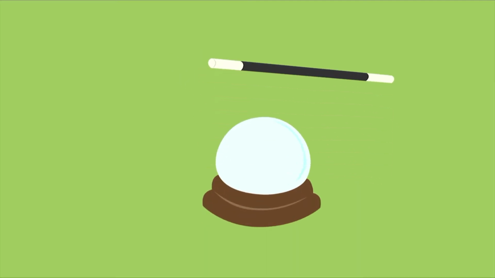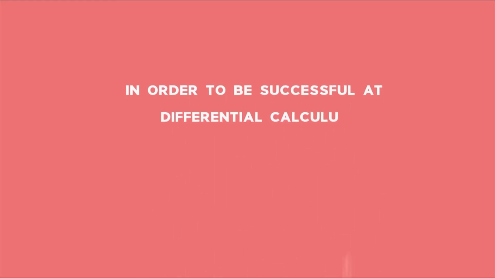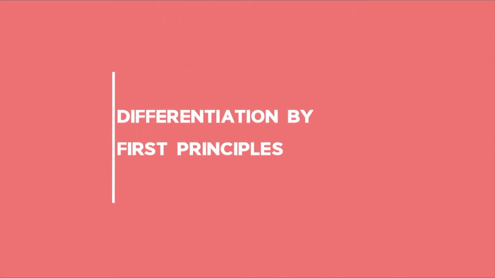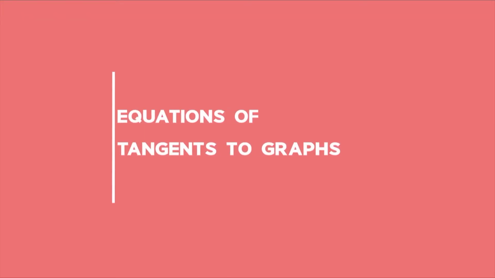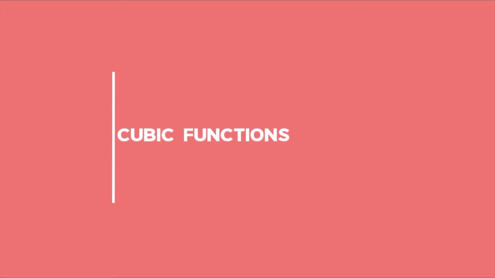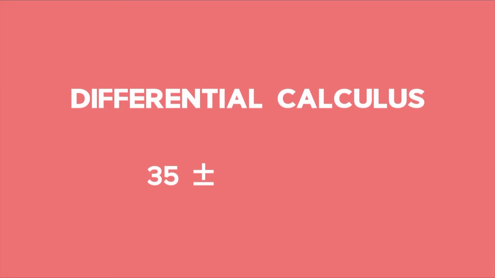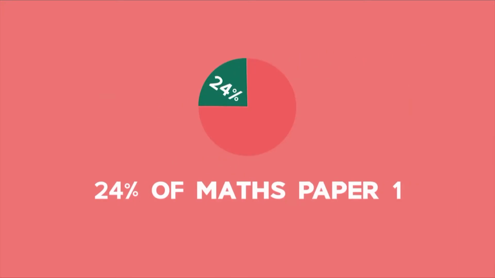Calculus is a powerful and magical mathematical tool that allows us to make predictions of future outcomes and reconstruct the past. In order to be successful at differential calculus, you will need to understand the concepts of limits, differentiation by first principles, differentiation using rules, equations of tangents to graphs, cubic functions, optimization, and rates of change. Differential calculus is 35 plus minus 3 marks in the final exam, which is about 24% of Maths Paper 1.